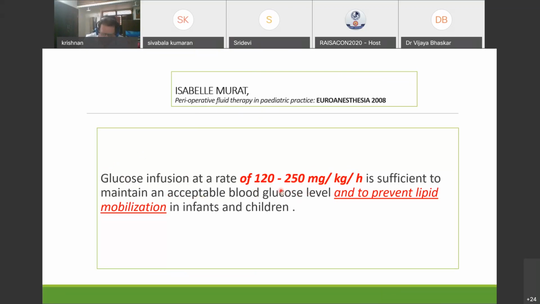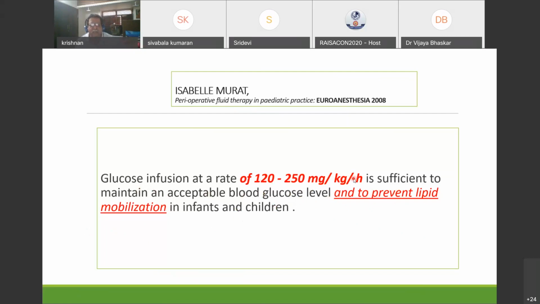What happens when the patient goes for hypoglycemia is it produces gluconeogenesis like lipid mobilization. So we want to prevent even this. We don't want ketone bodies to come out. So what he said is for any pediatric patient, we have a glucose infusion rate of around 200 milligram per kg per hour, and that is sufficient to prevent hypoglycemia.